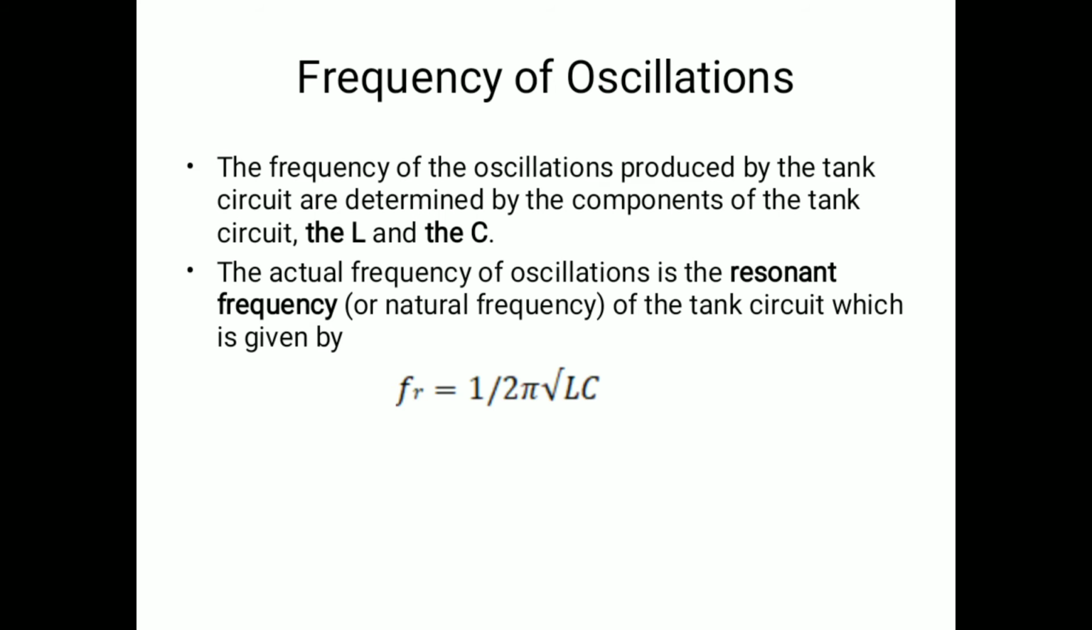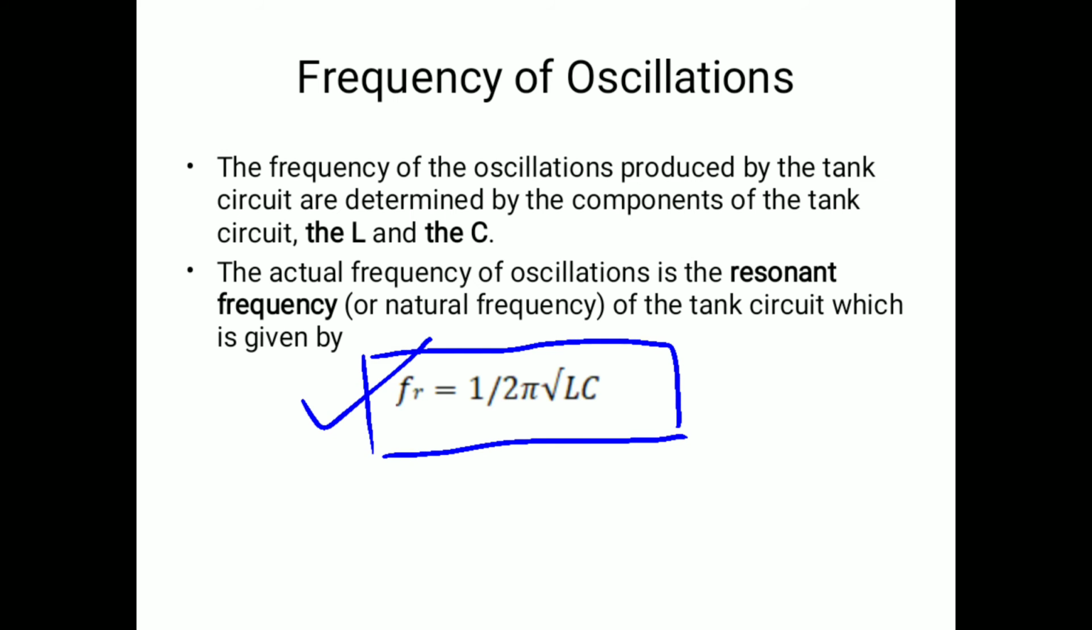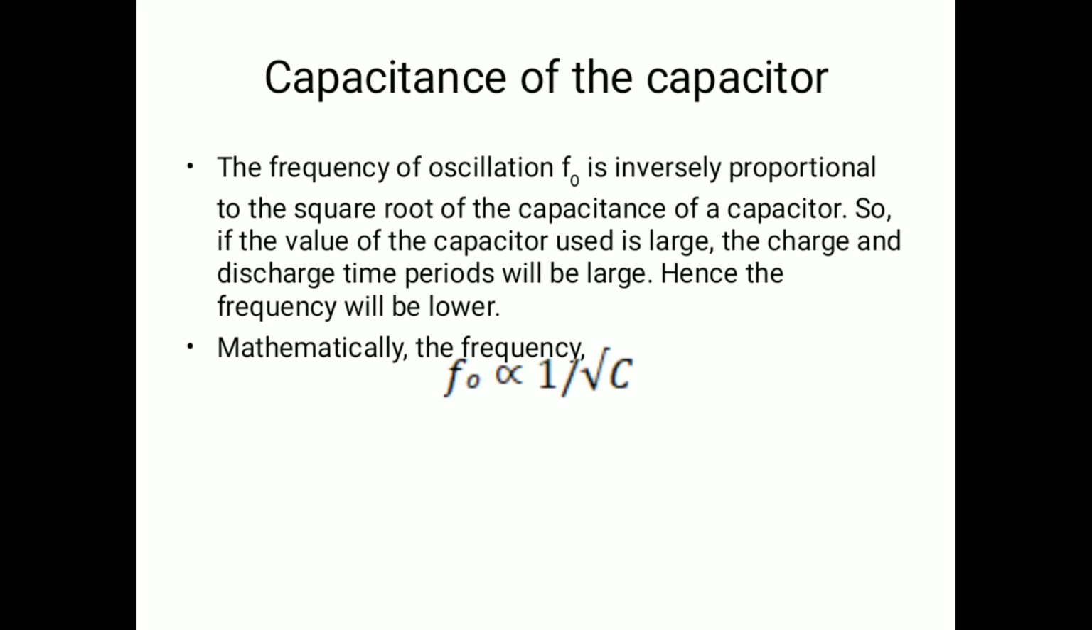The frequency of oscillation produced by the tank circuit depends on the values of L and C. The actual frequency of oscillation is called the resonant frequency or the natural frequency, denoted by Fr, and it is equal to 1 over 2 pi root LC. So whatever the values of L and C, this frequency of oscillation will be different. So let us talk about the value of the capacitor that we use for oscillation in the circuit.